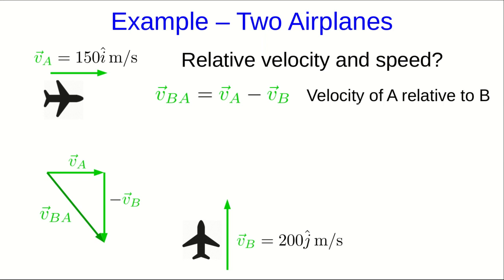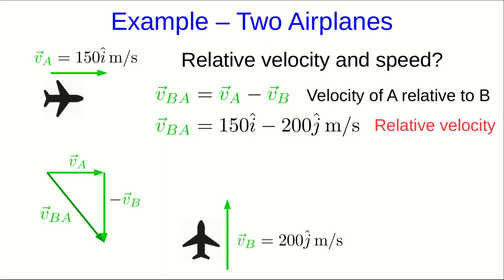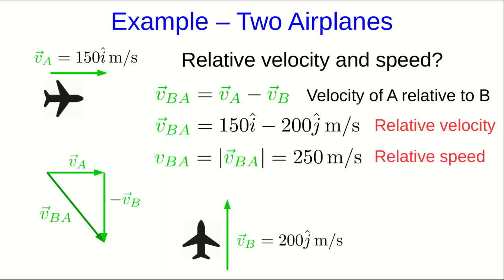Given that you know how big these two vectors are, you might see that you can immediately, very quickly, write down what the relative speed is. But let's calculate it. So that gives us a relative velocity, which is just this subtraction, and we simply take the magnitude of that to get the relative speed.